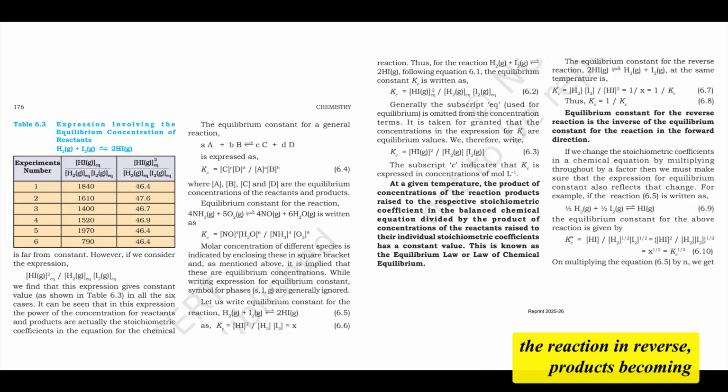Third, if you write the reaction in reverse, products becoming reactants, the equilibrium constant for that reverse reaction, let's call it Kc', is simply the inverse of the forward reaction's constant. So Kc' equals 1/Kc.